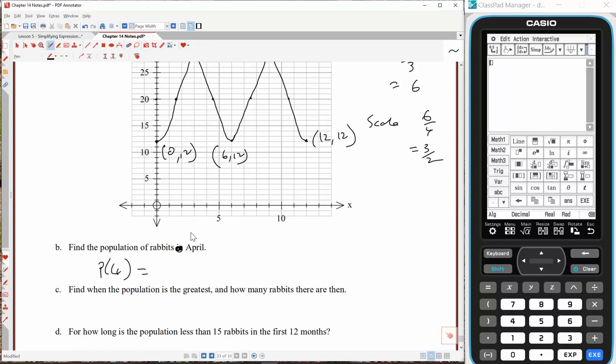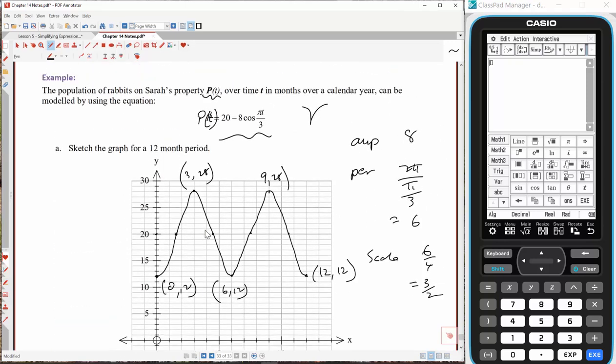So if these are the questions here, I'd have a problem with this one. So find the population of rabbits at the start of April. That would indicate that we've got P of 4, which we can see is roughly 23 rabbits. So let's try it and see. Now this will be, yep, it's an exact value.